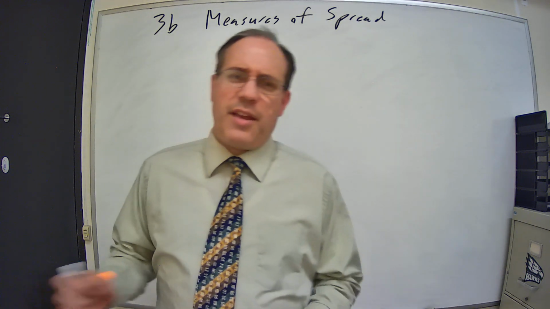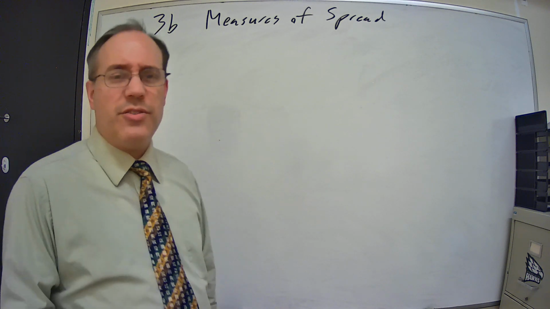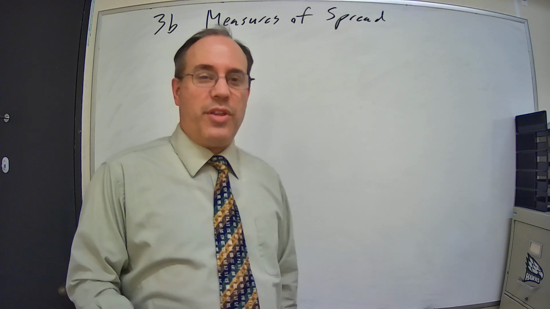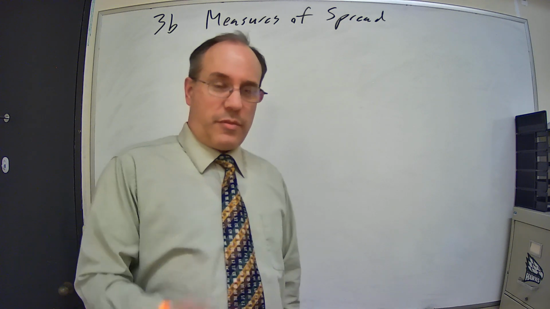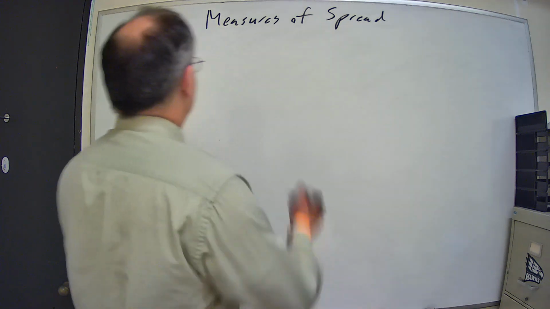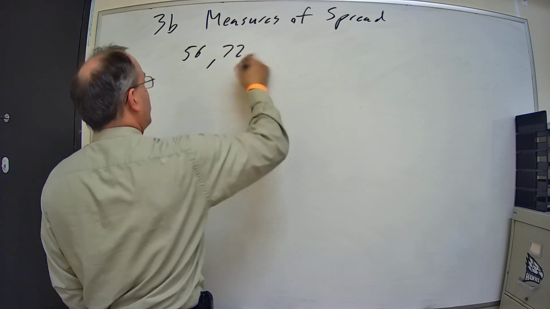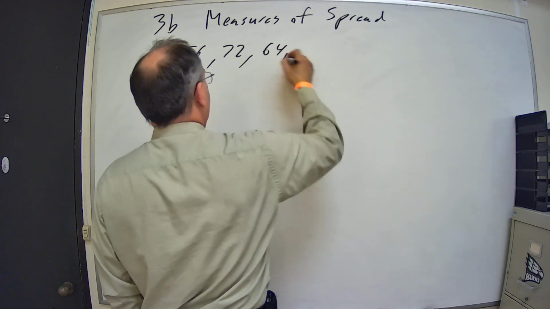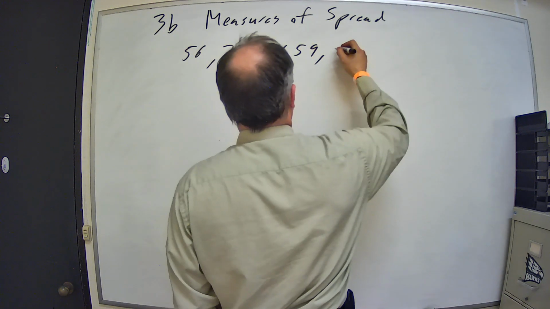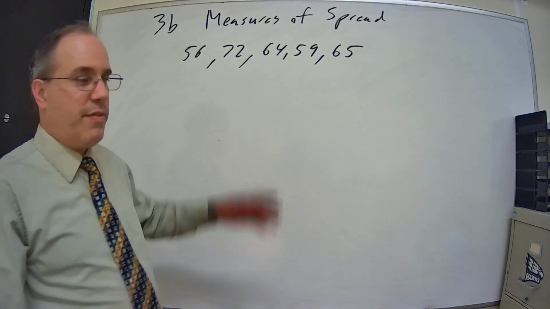Well, let me get a set of data up here, and I'm going to make it a small set just because it's going to make some calculations easier for us. And in reality, I'm probably not going to pound you with tons of data when doing these calculations because it just gets repetitive. Let's say I have 56, 72, 64, 59, 65. So I've got 5 data values.